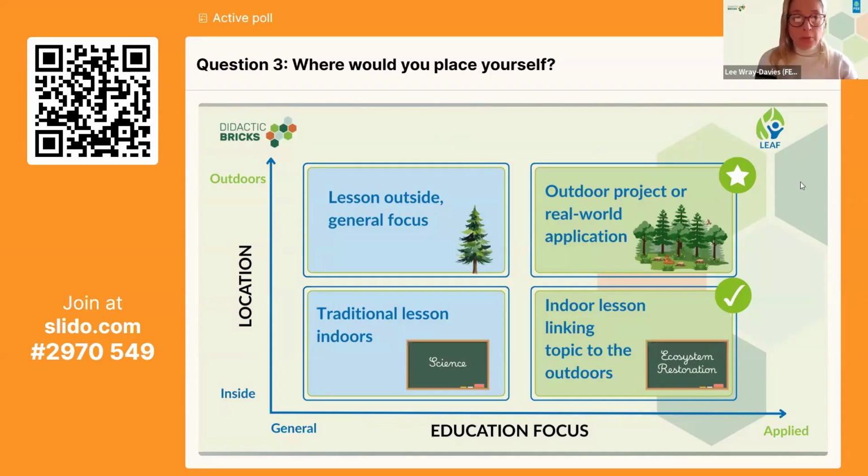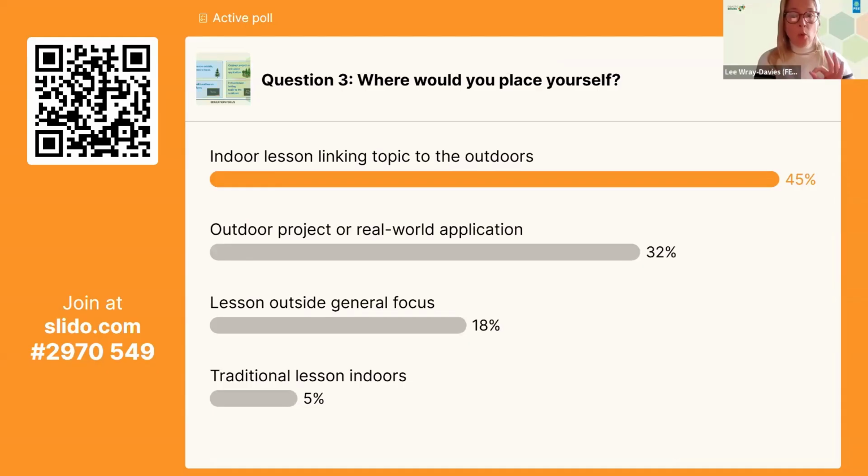So I'll just give you a couple more seconds to have a look. Where do you think you would place yourself currently? Are you doing just traditional lessons inside? There is nothing wrong with that. That is kind of where most teaching will be. Are you teaching about outdoors, but you're still kind of sat indoors doing it? Are you teaching outdoors, but it's not necessarily about outdoor education? Or are you teaching outdoors and in?